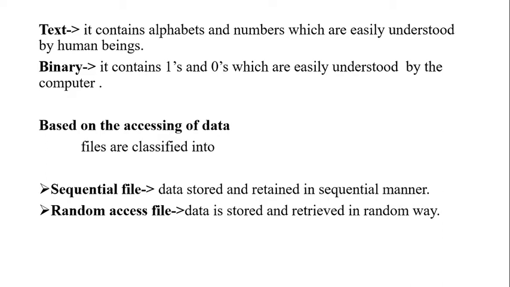So what is a sequential file? In the case of a sequential file, the data is stored and retrieved in a sequential manner, that means one by one. Suppose I want to access or retrieve the fifth record. I need to access the previous four records, and only after that I will get the fifth record. That is the sequential manner of accessing. Random access files mean the data is stored and retrieved in a random way. If I want to access the fifth record, I can access it directly, with no need to access the previous four records. That is the difference between a sequential file and a random access file.